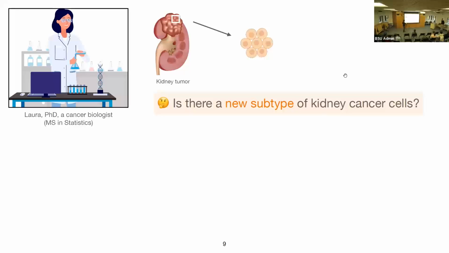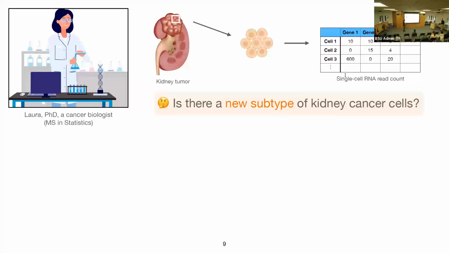She collected some samples, and these are the cells she collected in a test tube. Now, Laura is really interested: could there be any new subtype of undiscovered kidney cancer cells? She really wants to answer this using data, using technology. This is the single-cell mRNA sequencing data that she obtained from her test tube sample. On the rows, you have cells, hundreds of thousands of cells. On the columns, you could have 100,000 genes, and the numbers are gene expression levels. She wants to use this data to answer this question.